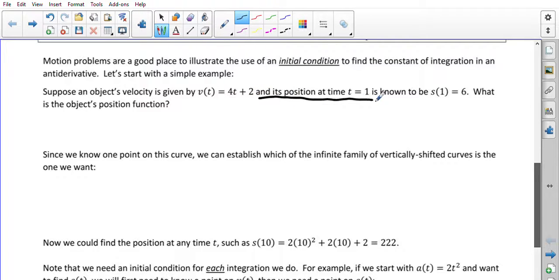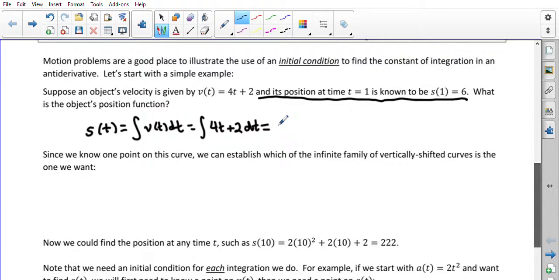So suppose an object's velocity is given by v of t equals 4t plus 2, and its position at time 1 is known to be 6. So this is the extra information that we need to actually determine the full function, to find out that value of c. What is the object's position function? So what we're going to do is say, okay, we know that s of t is going to be the antiderivative of velocity, and so let's plug in our formula, the integral of 4t plus 2 dt, and that gives us 2t squared plus 2t plus our constant.